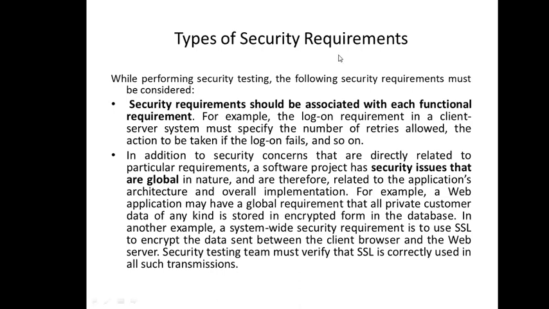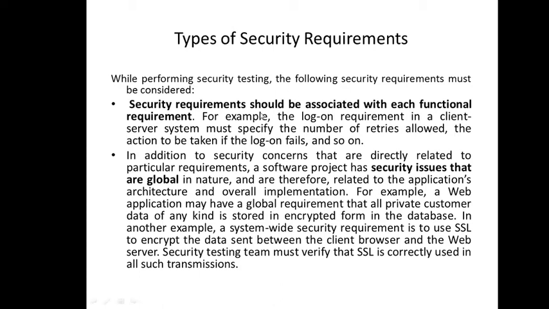So what are the types of security requirement? Types of security requirement can be of two types. The first one is associated with each functional requirement. That means it is relevant to each and every functionality. Say for login, right? We require credentials, user ID and a password. If you don't have your login credentials, you're not able to log in to your system. So that is how you made your login functionality secure.